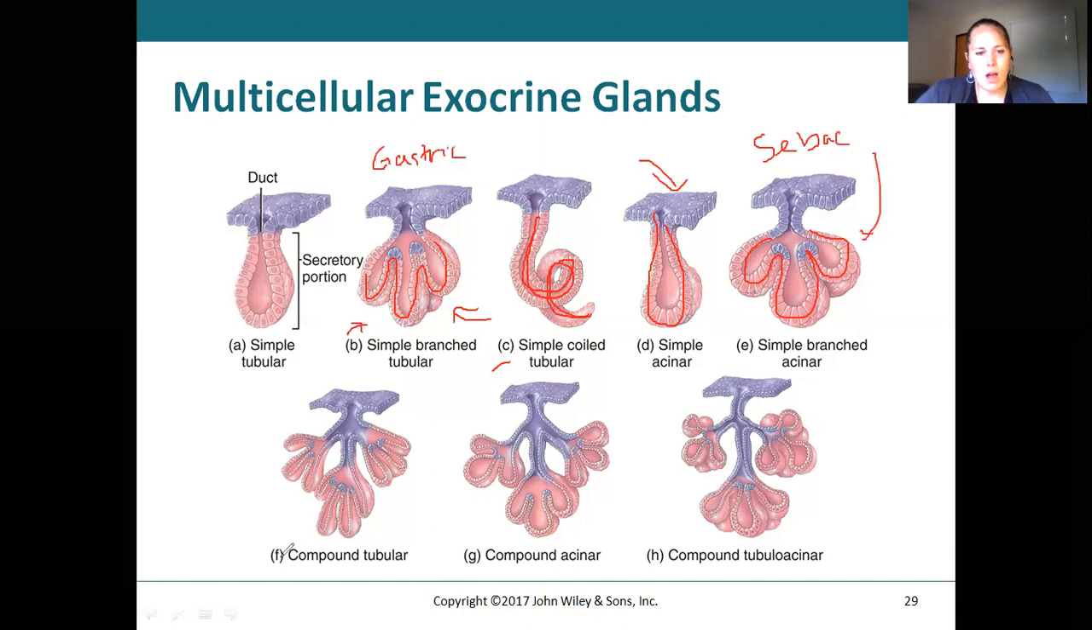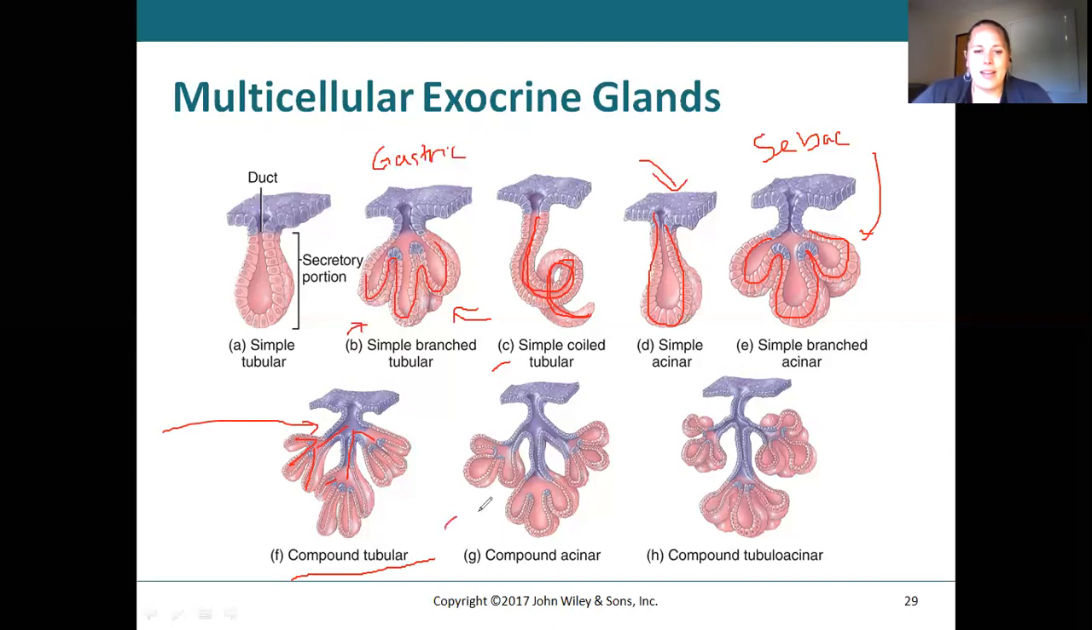If we look at compound tubular, compound meaning that each branch is not just a single branch, there are branches upon branches in the compound tubular. So the example that's given here is the bulbourethral gland that is found within the urethra. So you've got these branches upon branches that occur.